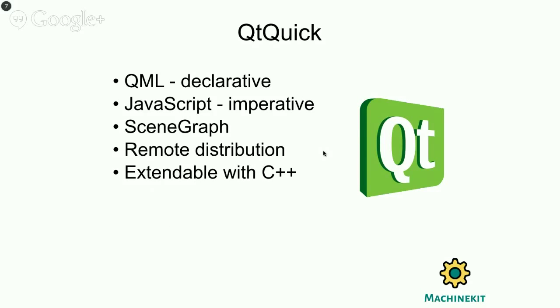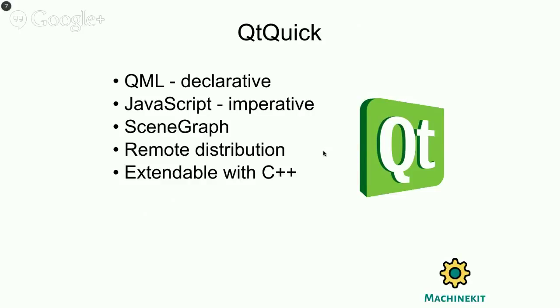The language behind QtQuick is QML, which is a declarative language, and JavaScript is the imperative part of QtQuick. So if you have to do some logic or create some algorithms inside QtQuick, you usually do it using JavaScript. If you want to assign a property to another property, you do it using QML, using declarative bindings. I will come to that later.